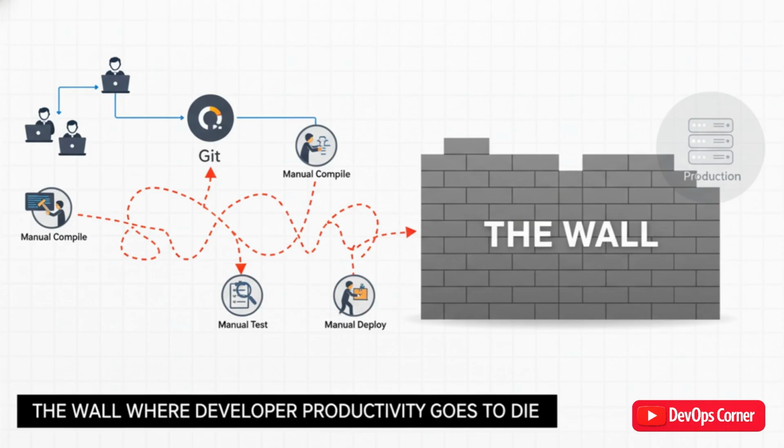This whole process isn't just painfully slow, we're talking hours, sometimes days, but it is dangerously prone to human error. I mean, imagine a late-night deployment where a single config value is missed. The whole system can come crashing down. This is the wall where developer productivity goes to die.